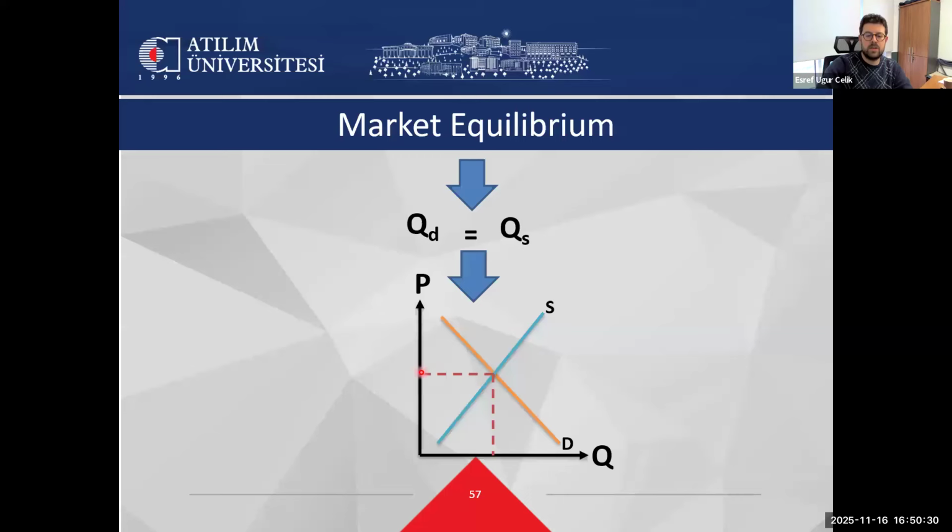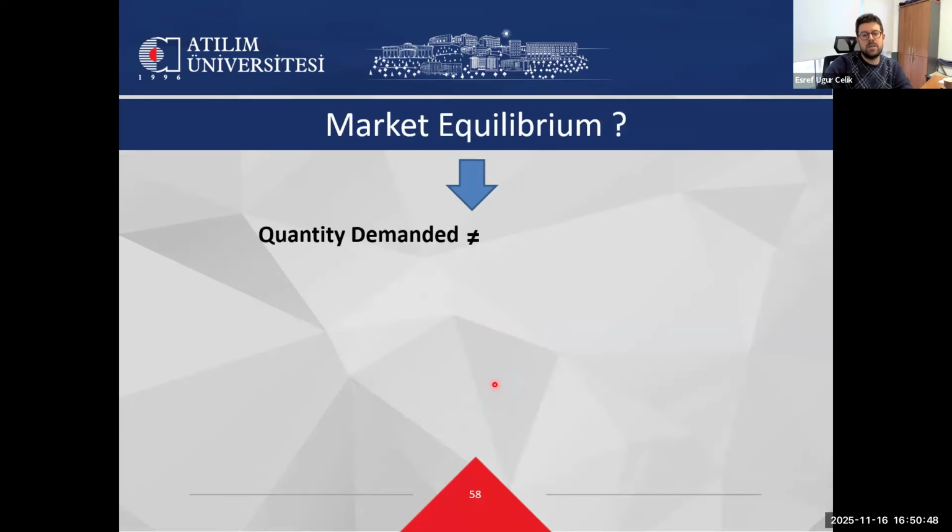The vertical line shows the equilibrium price. The horizontal line gives the equilibrium quantity. And that point is called equilibrium. I said the equilibrium condition cannot always happen. Sometimes inequality occurs.